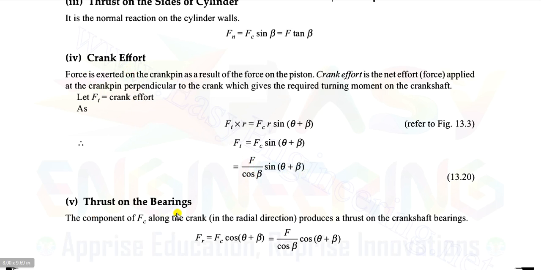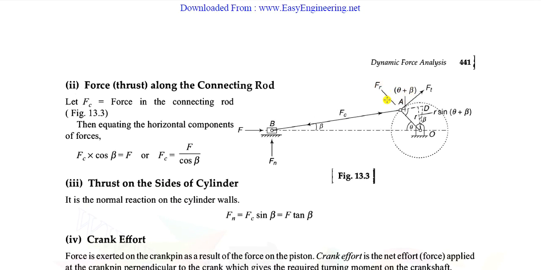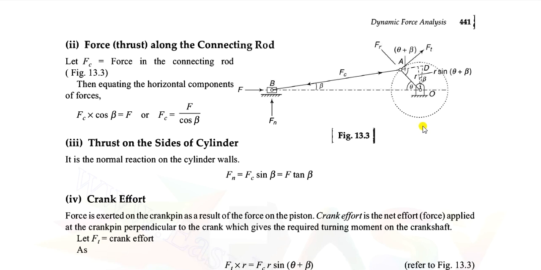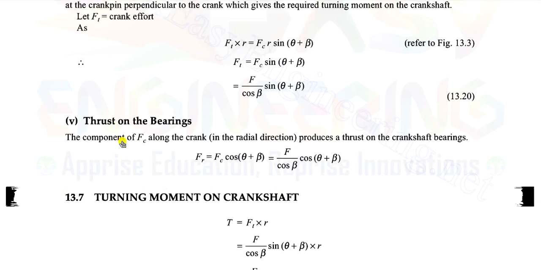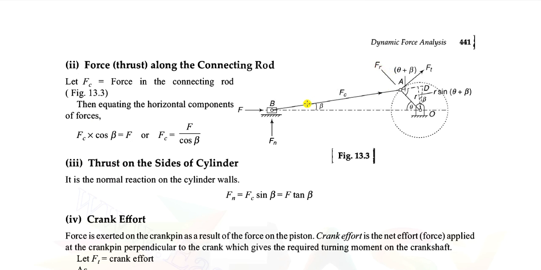Now thrust on the bearing. This is Fr, the force along the crank. That will apply thrust on this bearing. Here the bearing will be there. The thrust on the bearing is the component of Fc along the crank in the radial direction, which produces thrust on the crankshaft bearing. So we want to calculate this Fr. What will be this Fr?